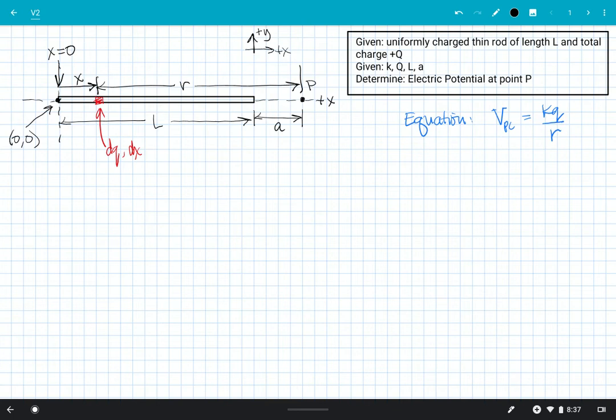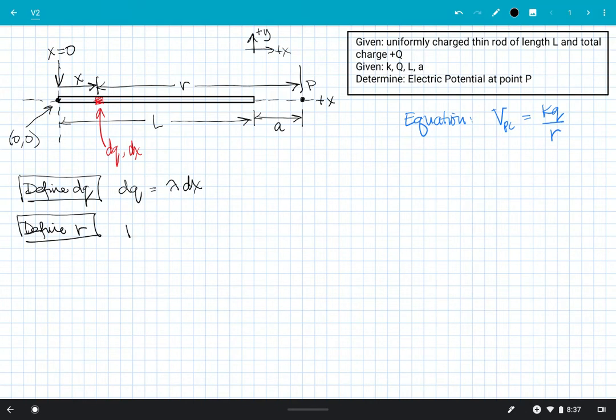So one of the things we need to do here is define dq. So let's go ahead and start doing that. So I'll have dq here, lambda dx. No surprise there. For this, in the same way and for the same reason that we did for our integration to find electric field due to a distribution, our next move here is to define R. So have a look at the diagram, and we can see that R is going to be quantity A plus L minus X.